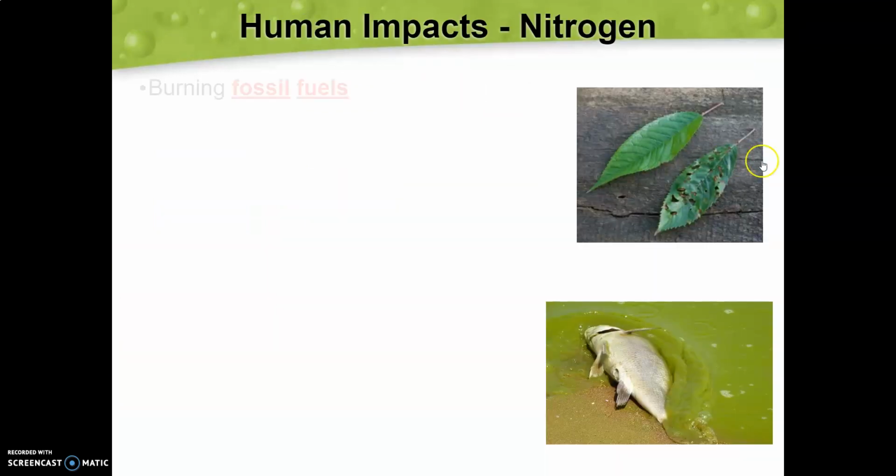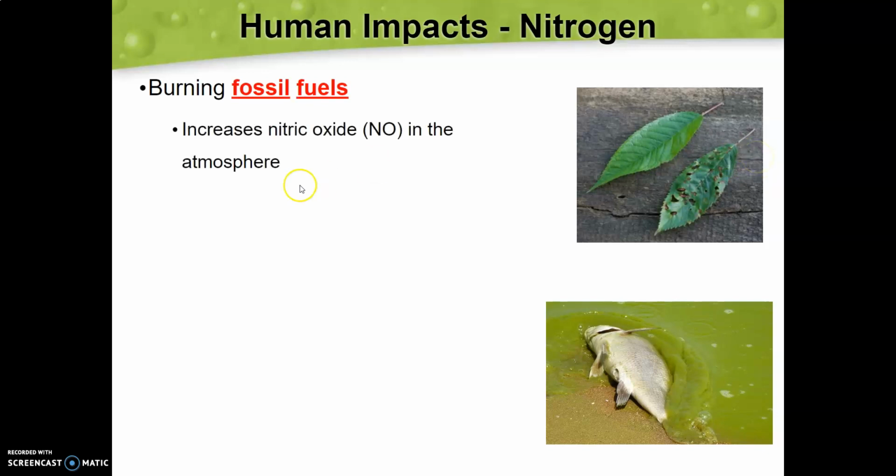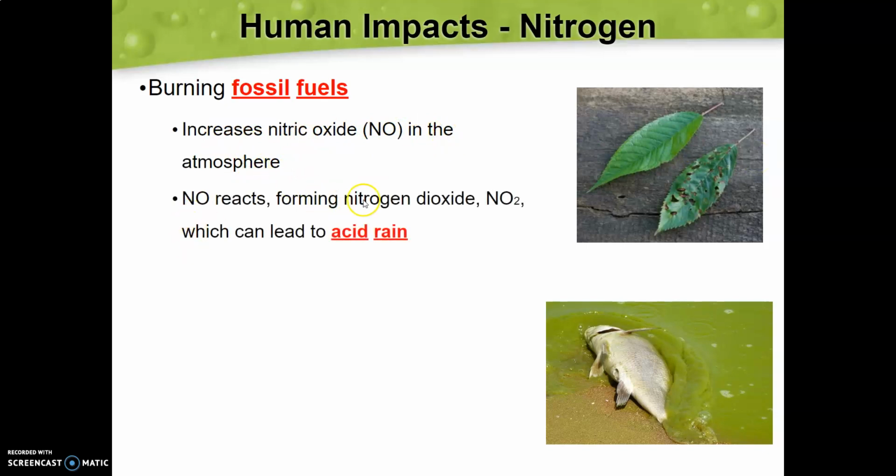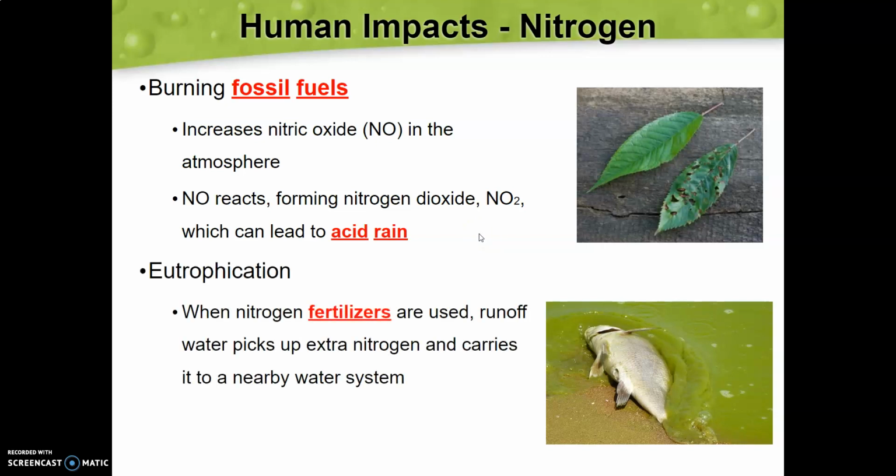So human impacts: burning of fossil fuels once again. It can increase what we call nitric oxide, or NO, in our atmosphere. It reacts, it's going to form nitrogen dioxide, which can lead to acid rain. So it's changing the chemistry of rain, making it more acidic. And then it also can cause eutrophication. So we saw that in the phosphorus cycle.